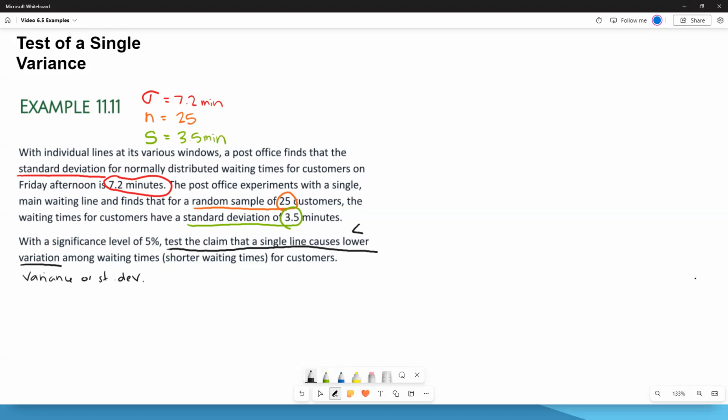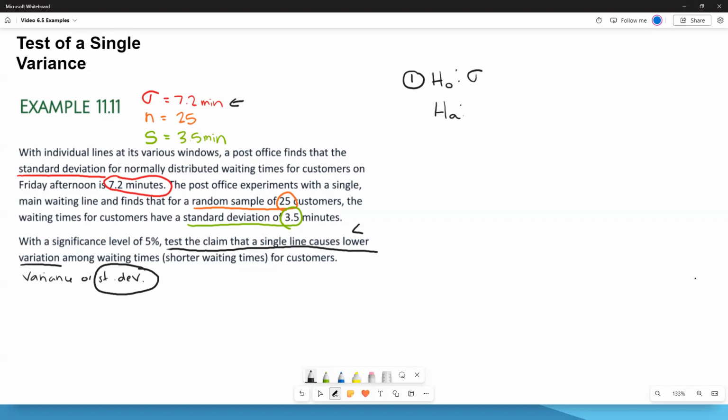Because they've given us standard deviation in both cases, we're going to assume that we're testing claims about standard deviation. So now that we know we're doing a hypothesis test for a standard deviation, we're going to set up our 4 steps. So our first is our hypotheses and our claim. The null is a statement of equality, and we see that right here.